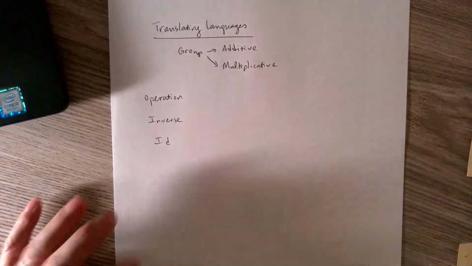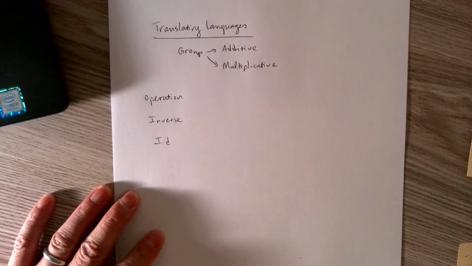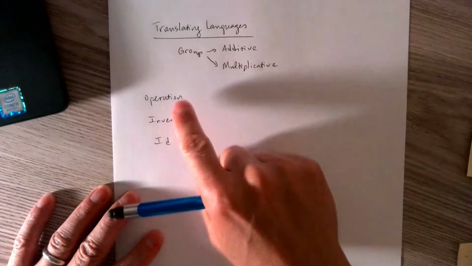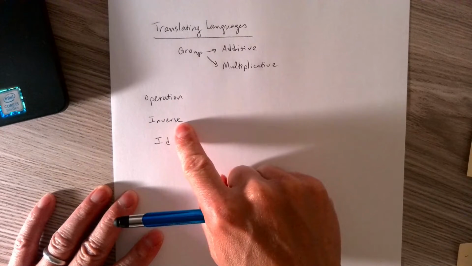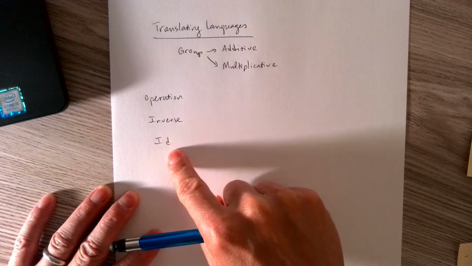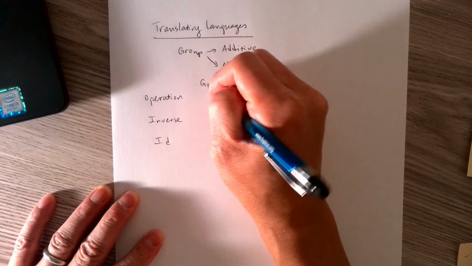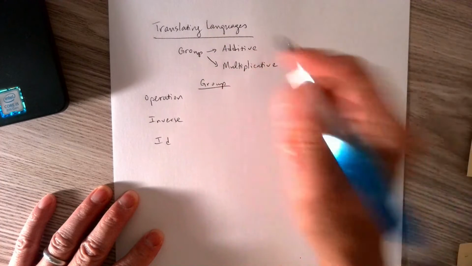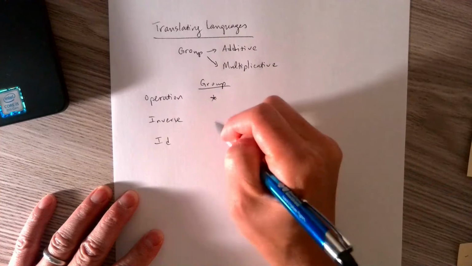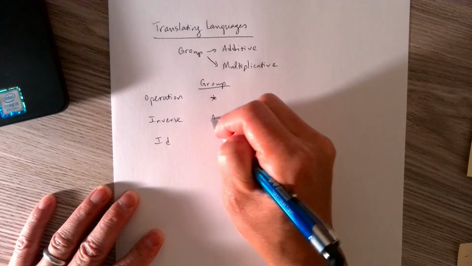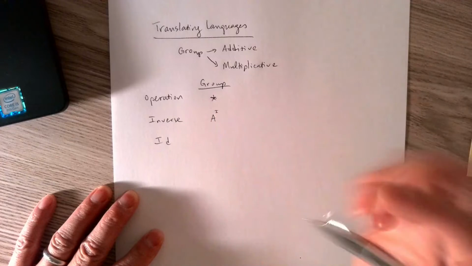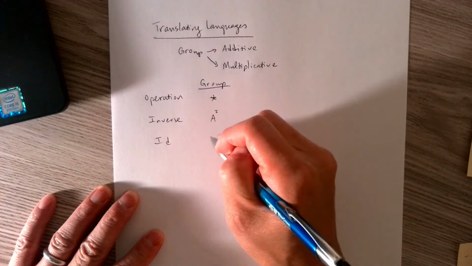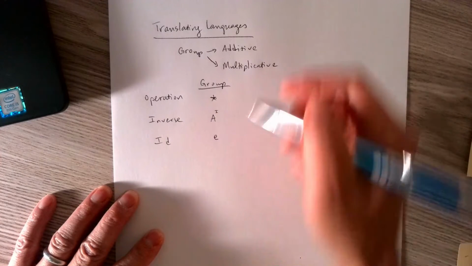So the main things we're going to translate or change into the other language are the operation symbol, the inverse symbol, and the identity element. As you know, in group language, the operation is star, the inverse is the little I above the element name, and the identity element is E.